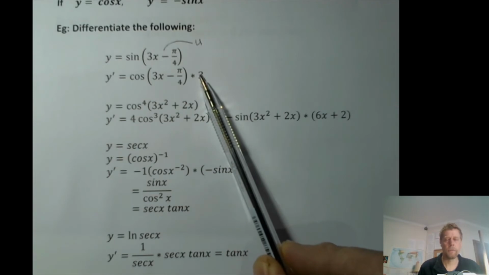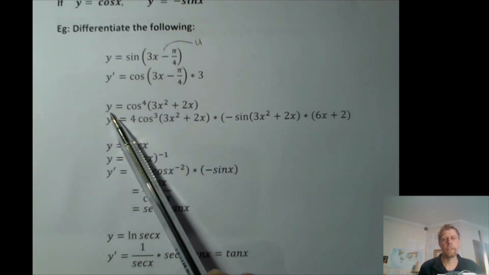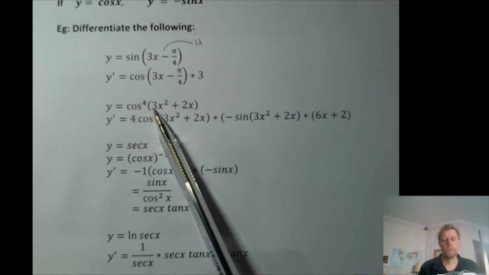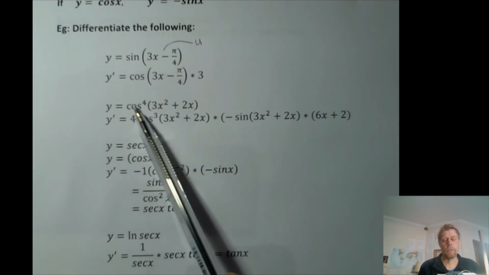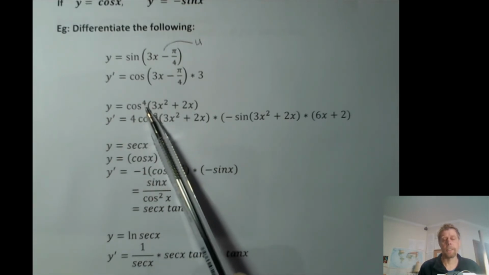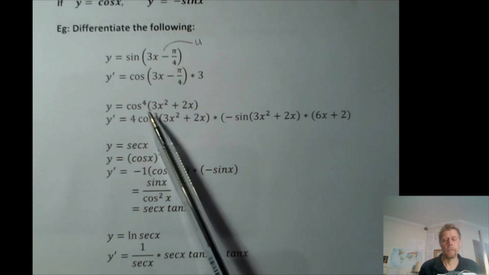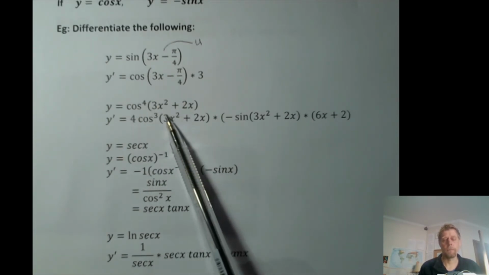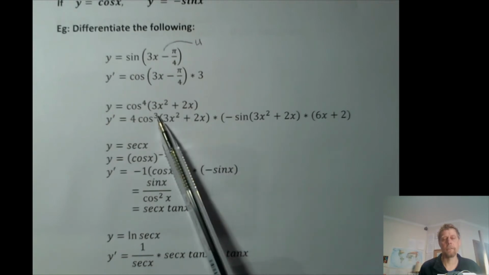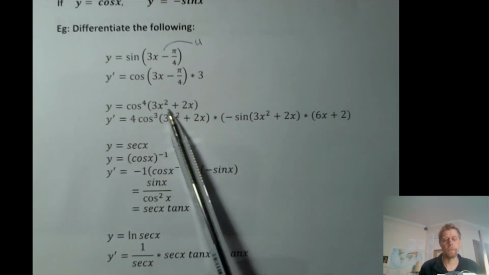So the chain rule works just as well with sine and cos as it did with polynomials and each of the x's. Here's another very difficult example. Okay, y equals cos to the 4 of 3x squared plus 2x. You'll see how simply it reduces. So first of all, we've got a cos to the 4. Okay, so we're going to say it's like u to the 4. If we differentiate u to the 4, we bring the 4 down to the front, and we keep u just as it is, but now it's to the 3.